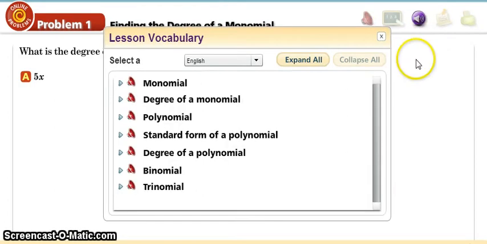Now, there are several vocabulary terms that you need. You should already have these in your vocabulary notebook, so you want to double check and make sure you have all of those. Having these definitions will help increase your understanding for each one of these examples that we're going to do. So please refer back to these definitions as we go through these examples.